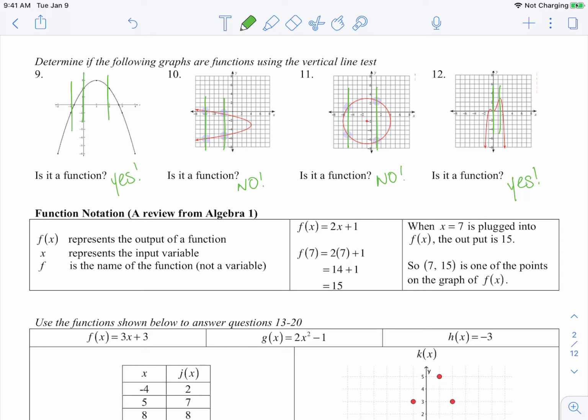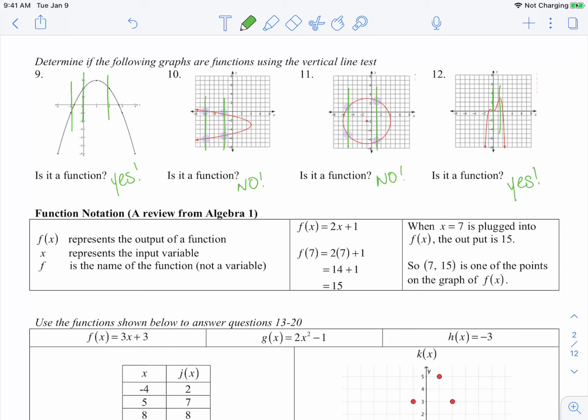Function notation, and this is a review from Algebra 1. f of x represents the output of a function. x represents the input variable. f is the name of the function, not a variable.